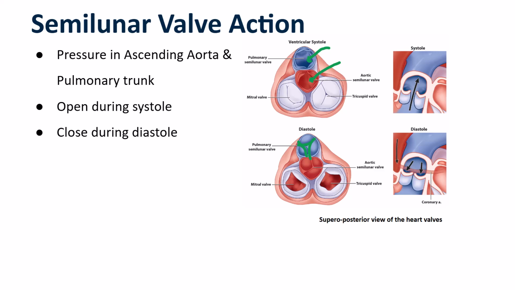Thus, during systole, when ventricular pressure is high, the semilunar valves are open. During diastole, when pressure is higher in the arteries versus the ventricles, those valves are closed.